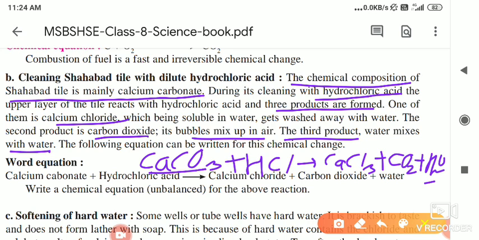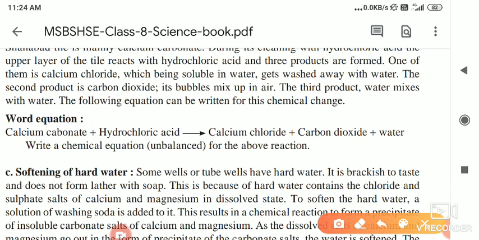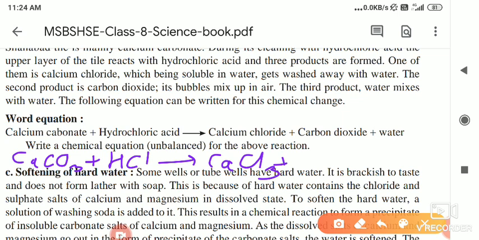Here is the word equation, and just now I told you how to write the chemical equation. The word equation is: calcium carbonate reacts with hydrochloric acid and forms calcium chloride, carbon dioxide and water. Write the chemical reaction, unbalanced, for the above reaction: CaCO3 reacts with HCl and forms CaCl2 plus CO2 plus water.